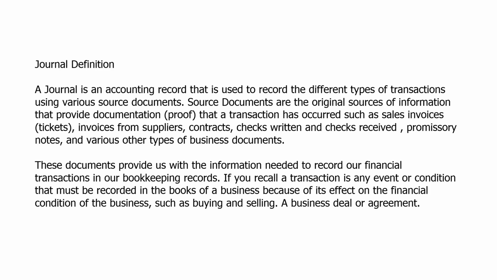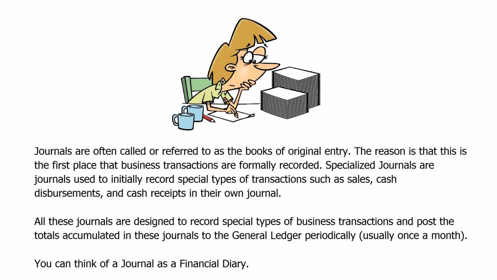If you recall, a transaction is any event or condition that must be recorded in the books of a business because of its effect on the financial condition of the business, such as buying and selling. A business deal or agreement. Journals are often called or referred to as the books of original entry. The reason is that this is the first place that business transactions are formally recorded.